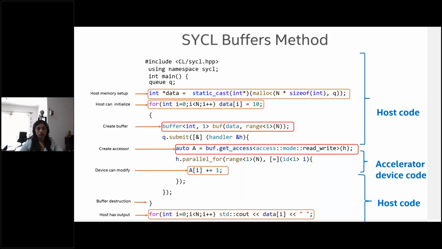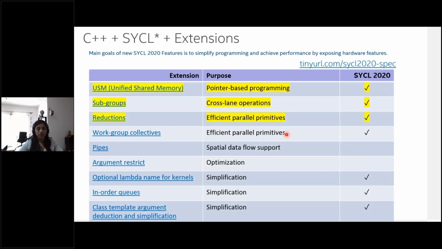So let's see how SYCL 2020 has simplified that. We have a couple of features or extensions of SYCL that are already a part of SYCL 2020. As I already mentioned, we will be going through USM, subgroups and reductions. But if you want to go through many of the other extensions, each one has a link here, and the slides will be shared with you shortly. You also have a URL here, which will take you directly to the SYCL 2020 specifications, where you can see all the simplifications that have been made.